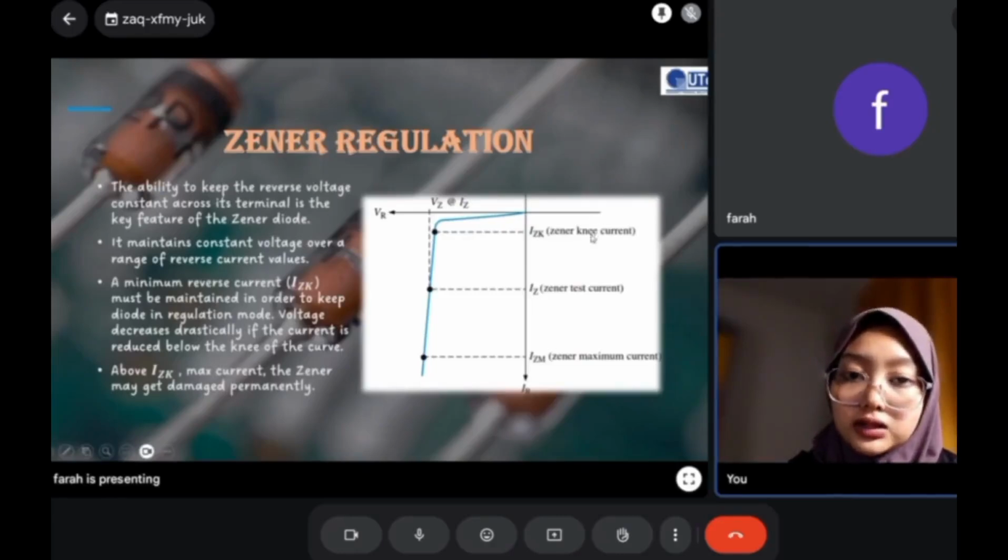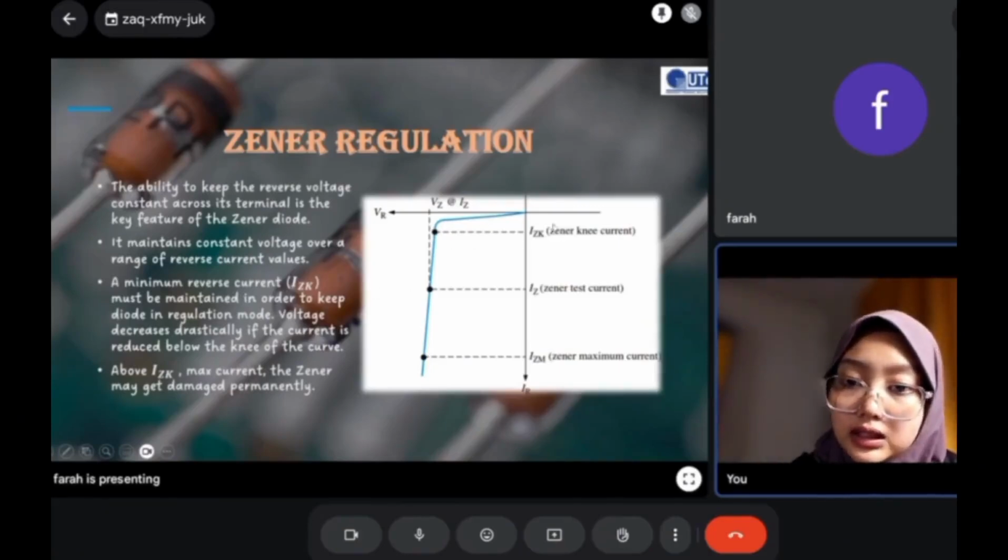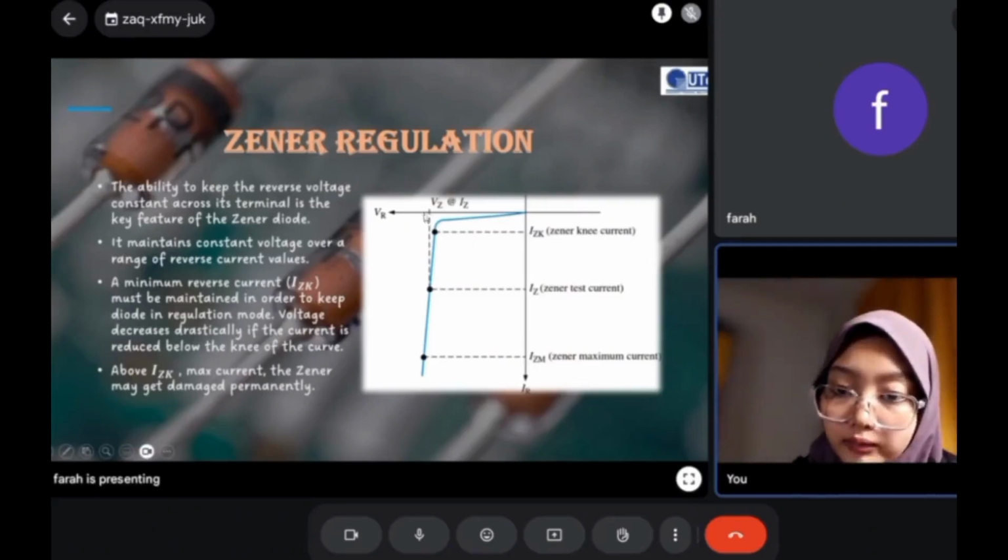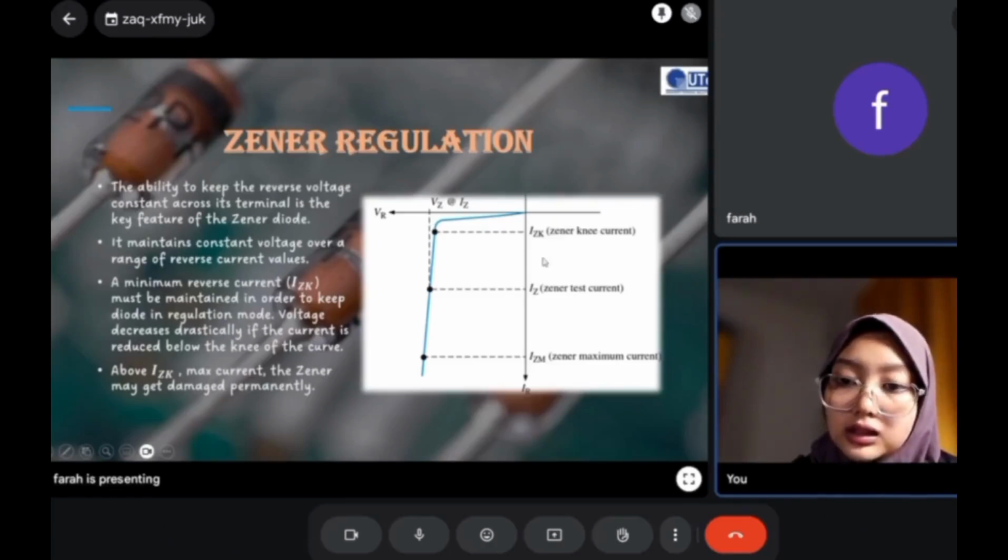This is the diagram for Zener regulation. Zener regulation is the ability to keep the reverse voltage constant across its terminals. It is the key feature of the Zener diode, and it maintains constant voltage over a range of reverse current values. The minimum reverse current, IZK, must be maintained in order to keep the diode in regulation mode. So the voltage decreases drastically at the knee if the current is reduced below IZK. Above this, the maximum current can damage the Zener permanently.